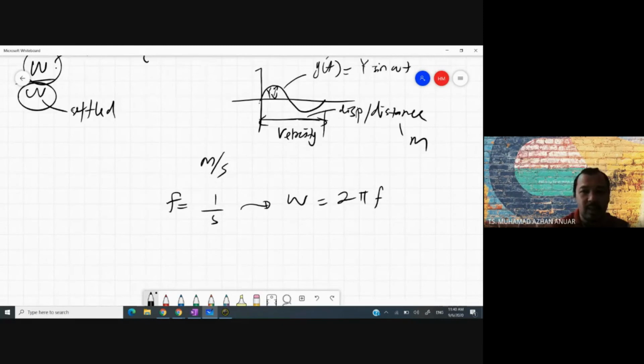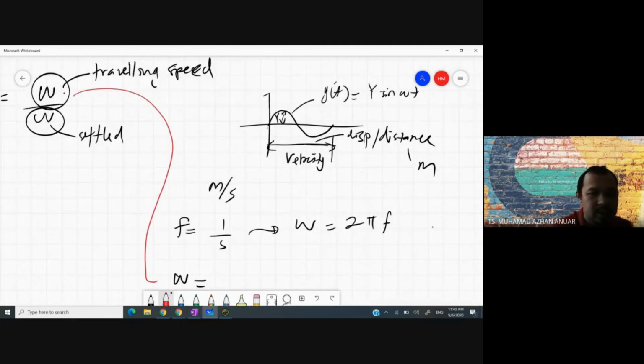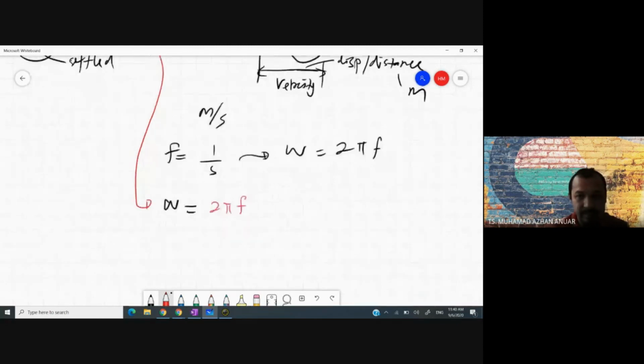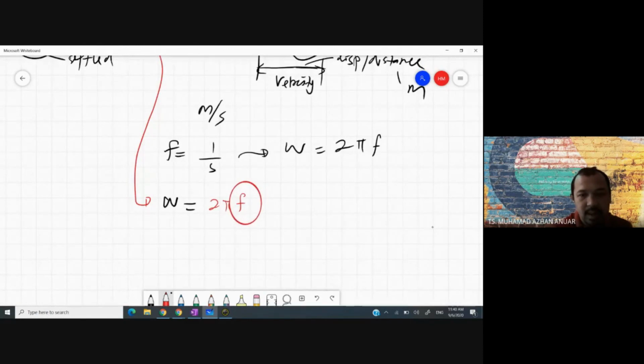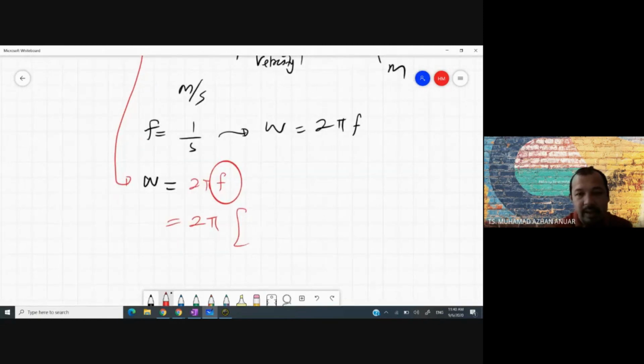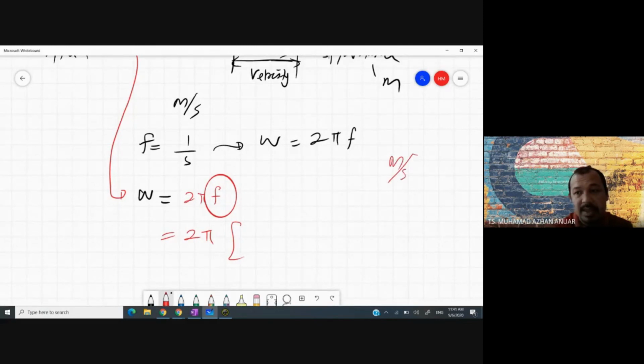So if we rearrange our information here, omega really depends on 2 pi multiplied by f. So what is f there? That is equal to 2 pi multiplied by f, where the unit of f is 1/second. It is basically meter per second multiplied by 1/meter. So the meter cancels out, and you get 1/second. So this is f. Meter per second is basically your velocity.